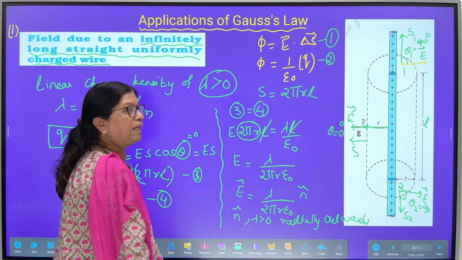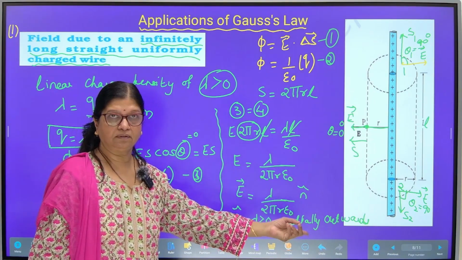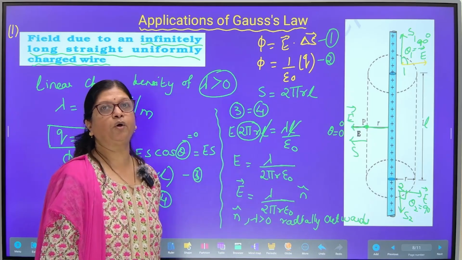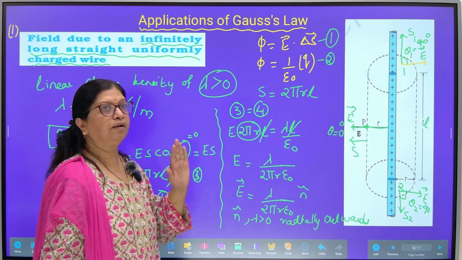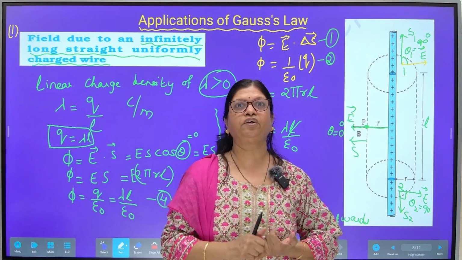So if lambda is less than 0, then the direction of the unit vector will be radially inwards from the point P. That's it. Okay. So you understand this particular derivation. This is our first application.